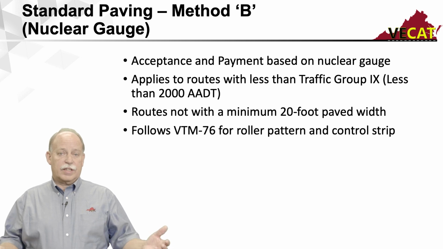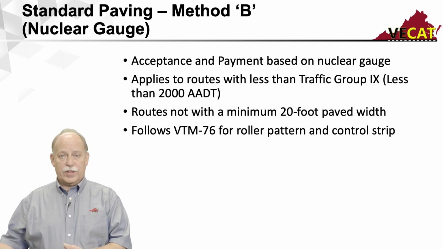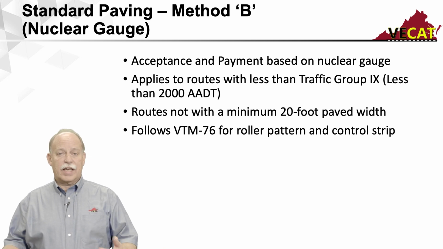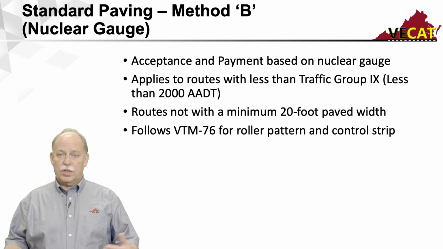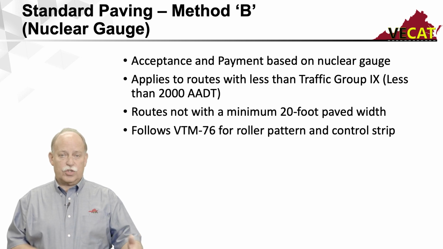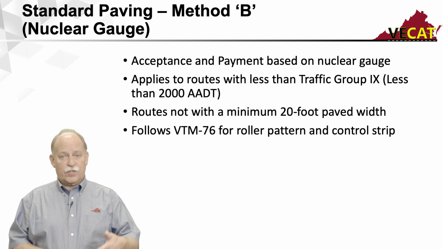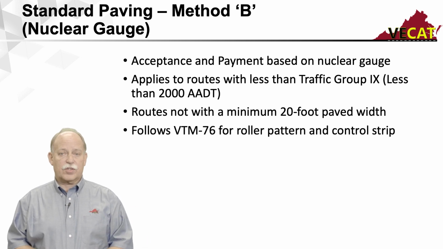So now it does not have that requirement for that 20-foot width. So again, for method A, where you're using cores, it has to be a minimum of 20 foot in width. For method B, it doesn't matter the width. You'll still use method B testing even if it's less than 20 feet. And it follows that same VTM 76 for that roller pattern and control strip, like I said.